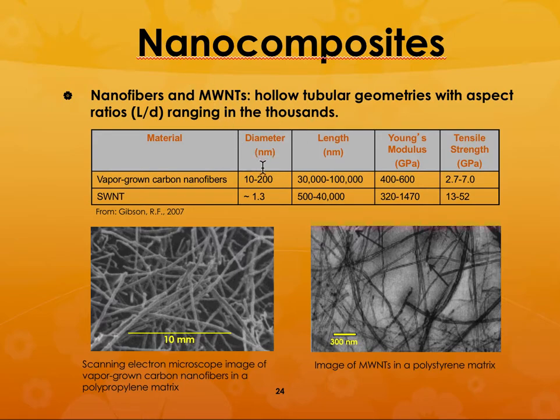Or you could have multi-wall nanotubes, which are very nano size. So you can see that here those lengths are approximately 500 to 40,000 nanometers, which would be approximately in the millimeter scale, but the diameter is only about 1.3 nanometers. So you can see how small they are. And they would have very high tensile strength. But unfortunately, what you will find is that this tensile strength really does not transfer onto the composite material.